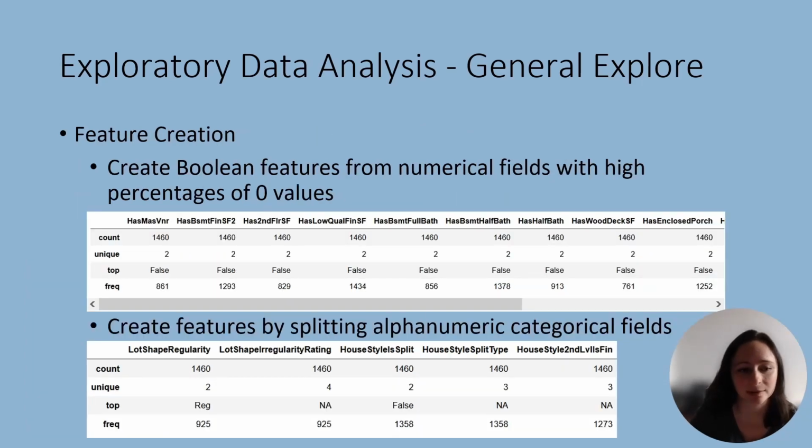So next we're taking a look at feature creation, and one of the observations we made when looking at the numerical description was that there were several features that had a high percentage of 0 values. With these features, we created a new one that was a Boolean representation of whether or not that feature existed, which is to say whether it had a 0 value or not. Next, we noticed that there were several categorical features that were alphanumerical. So we split those by separating both the text and the numbers so we could look at them separately and get another insight into the data.